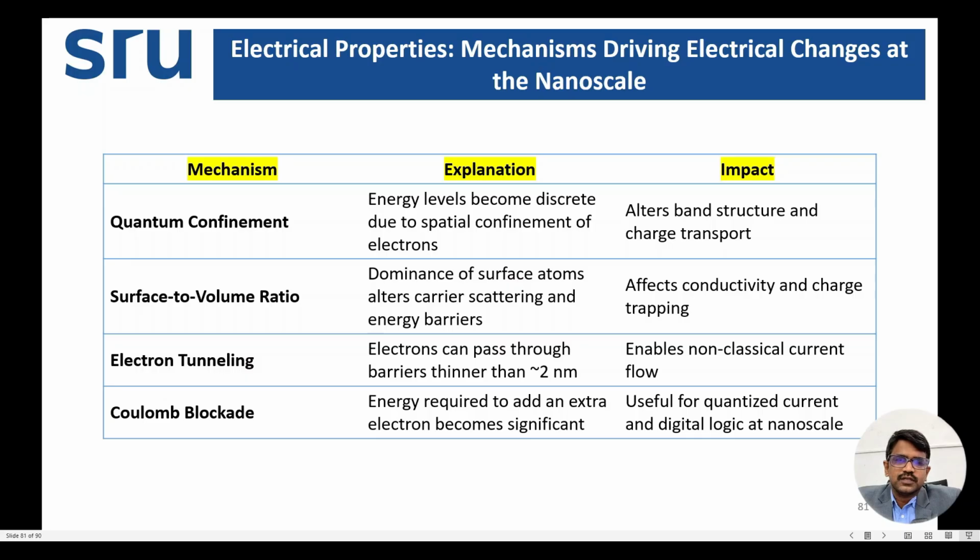Then second one: surface to volume ratio.